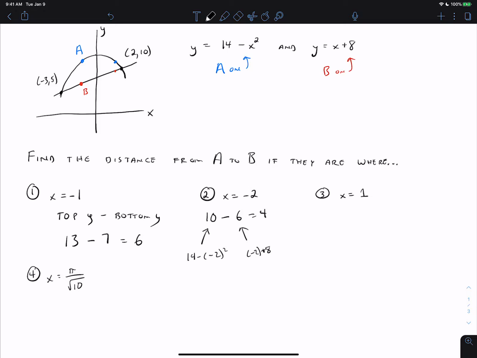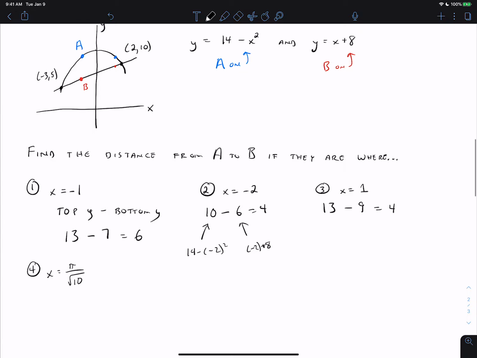So when I go to x equals 1, that's granted to the right of the y-axis, but the y value for point A is 13 because I plug 1 into the parabola. The y value on point B is 9. And so we get 13 minus 9, which is again 4. Again, the point is not to get the answer 4. The point is, how do you get 13? How do you get 9? Why are you subtracting them in that order?